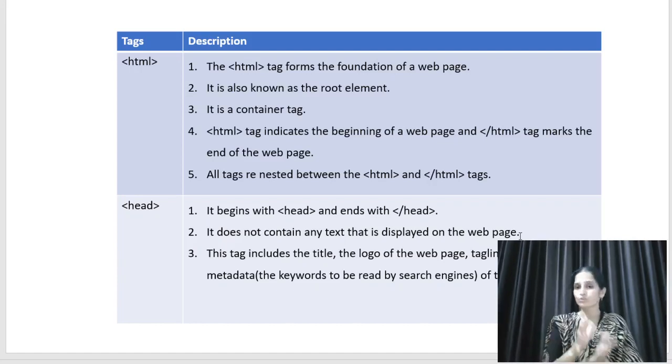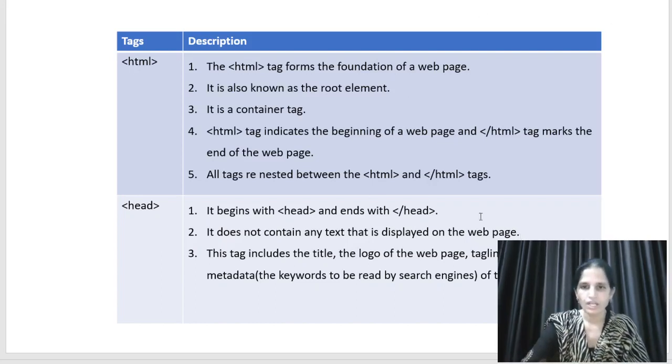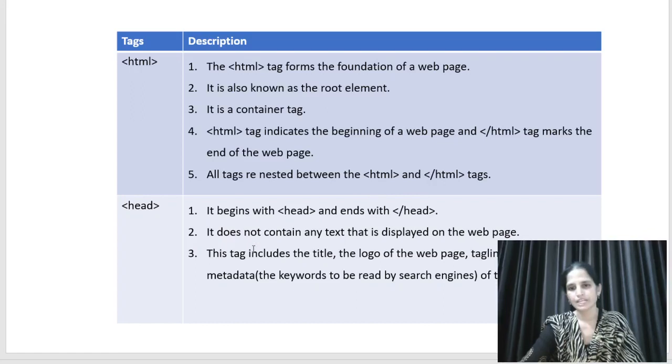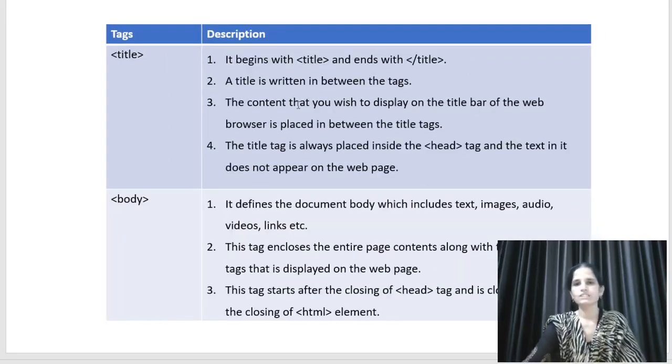Here you can store your CSS, cascading style sheet links, and metadata. And what do you mean by the metadata? The metadata are the keywords to be read by the search engine of the web page. So this is your head tag. This is the second tag of your basic structure. Your first tag is your HTML tag, and the second tag of the basic structure is your head tag. Now we are talking about the next tag, and this is your title tag.